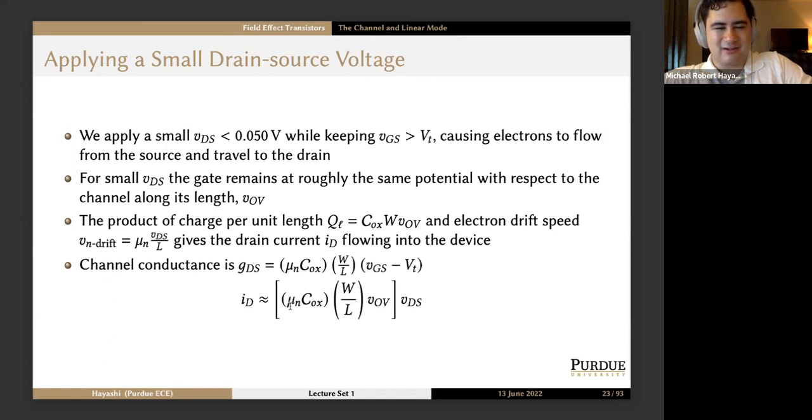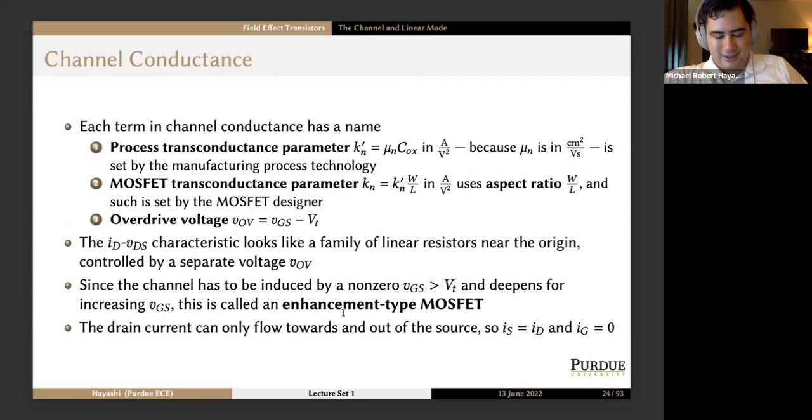So that's how mobile the free electrons are in response to an applied electric field. And then W over L is called an aspect ratio, where W is the depth into the page and L is the length of the channel. So each term in channel conductance has a name. Process transconductance parameter, Kn prime, that's mu n times Cox in amps per volt squared, set by manufacturing process technology.